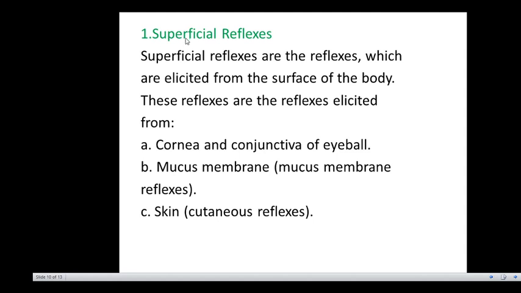What do you mean by that? Superficial reflexes? The word itself is giving the clue. The superficial reflexes are the reflexes which are elicited from the surface of the body. For example, the cornea and conjunctiva of the eyeball, or mucous membrane reflexes, or those arising from the skin. We call them cutaneous reflexes.